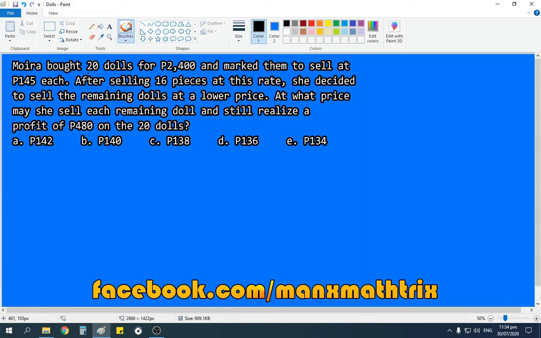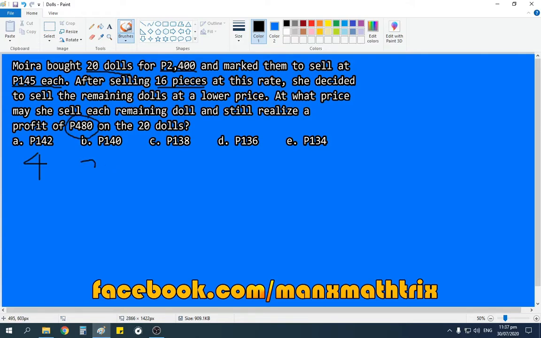So we need to consider here that there are only 20 dolls, and the capital for buying 20 dolls is 2,400 pesos, and Moira is planning to resell them at 145 pesos each. But after selling 16 pieces at a rate of 145 pesos, she decided to lower the price. So after selling 16 pieces, ibig sabihin 4 pieces of dolls na lang ang natira out of 20 dolls. Magkano dapat ang price ng each of the 4 dolls para may profit pa rin siya na 480 pesos?